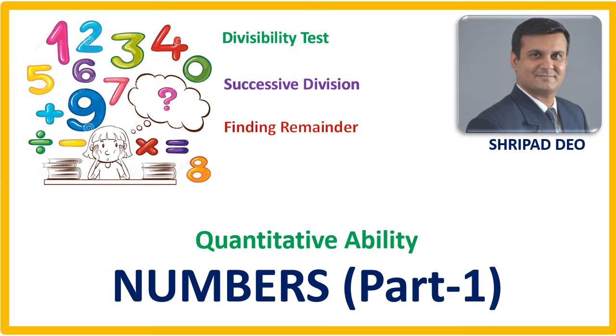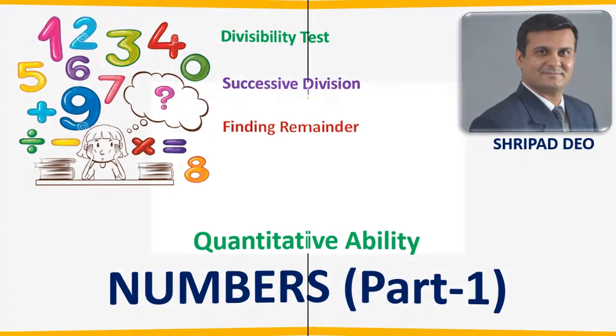Quantitative ability topic is numbers. Numbers is considered to be the basic foundation of mathematics, and in this topic we are going to discuss divisibility test, successive division and remainder problems. Talking about the divisibility test, how we are going to check the divisibility test for the number 2.